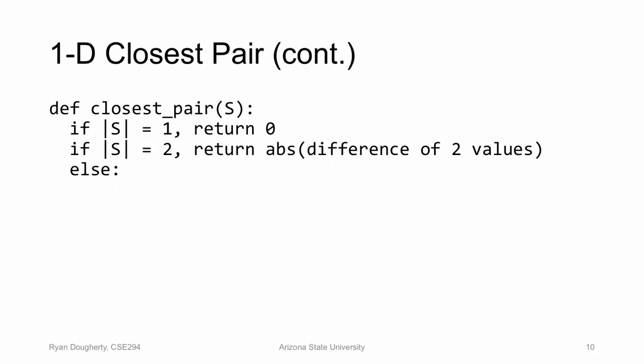Otherwise, we must have at least 3 elements here. So a good candidate is the median. Why should I choose the median here?